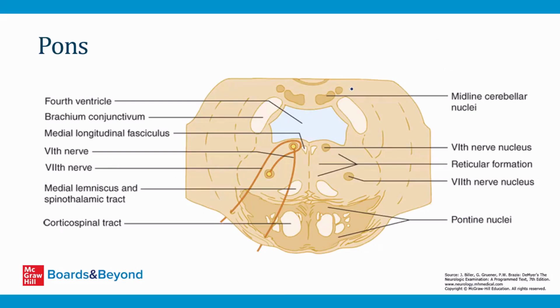And then here's another drawing of the pons from a textbook. Once again, you've got the fourth ventricle in the middle. You can see all the nerves I talked about on the last slide. I'm just giving you different pictures of the cross sections because on an exam, you may see a drawing that looks a little bit different from another one.